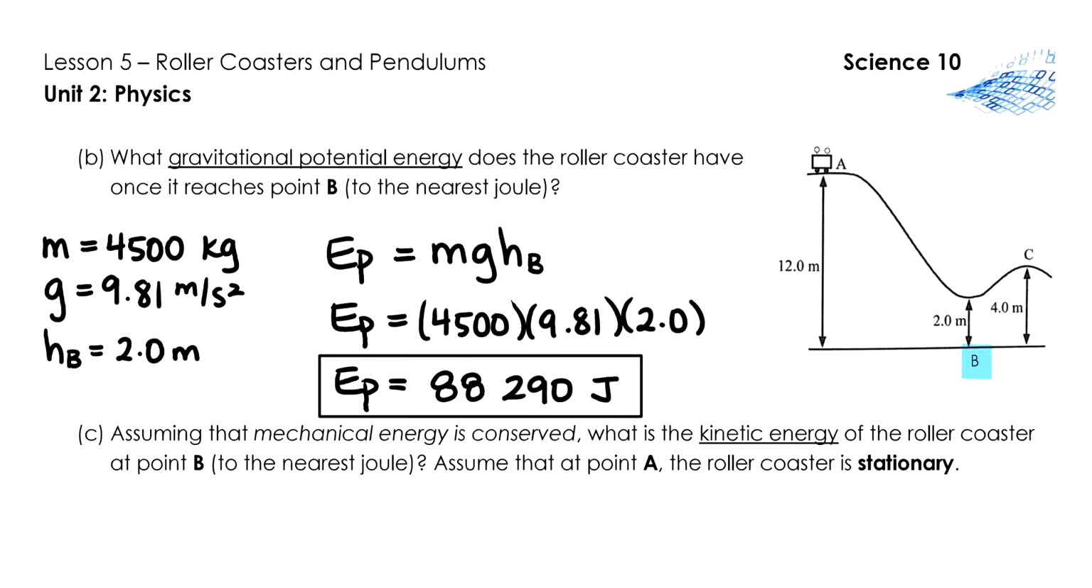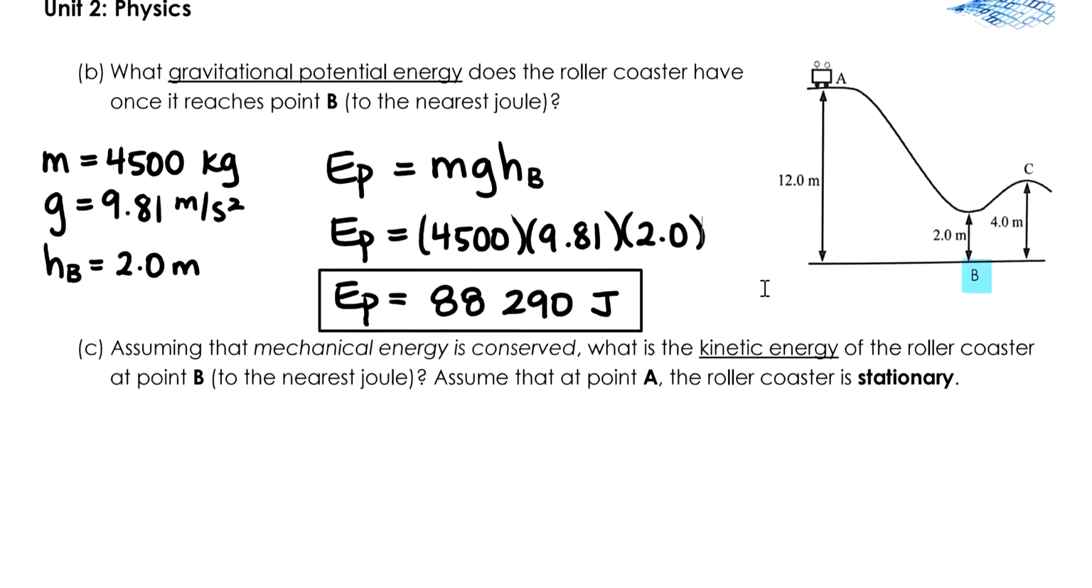Let's think about our answer for a minute. Is it reasonable? At point B, the roller coaster is much closer to the ground than it was at point A, so it should have far less gravitational potential energy. If we compare roughly 88,000 to 530,000 joules, it definitely does.